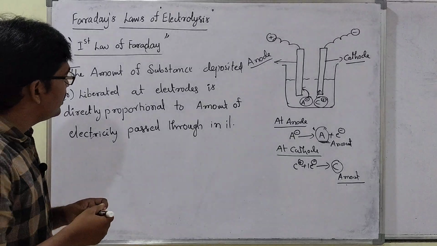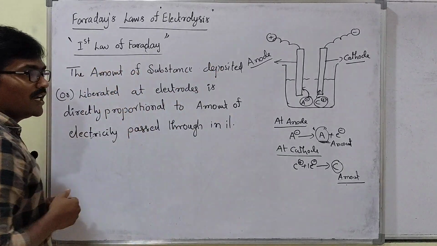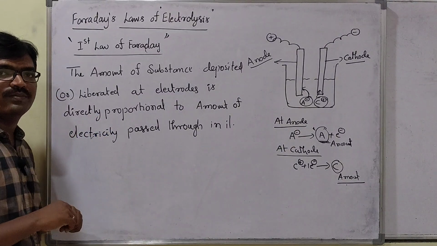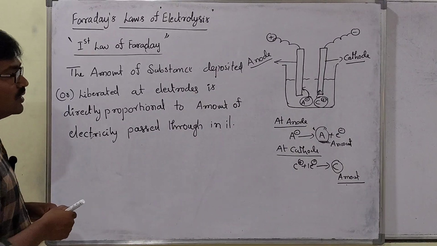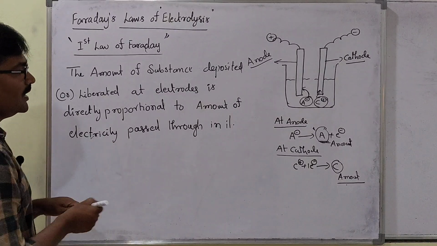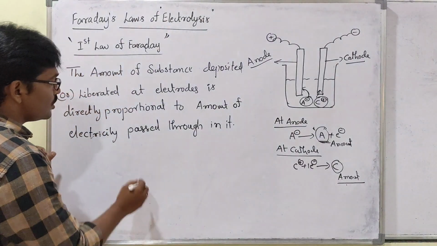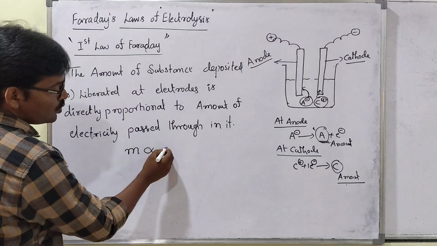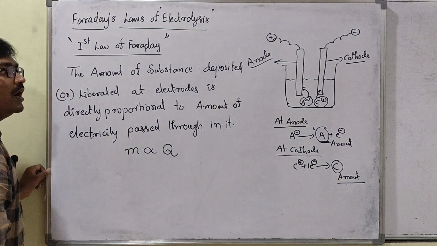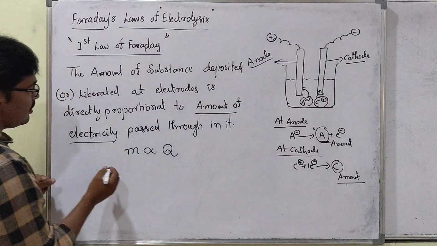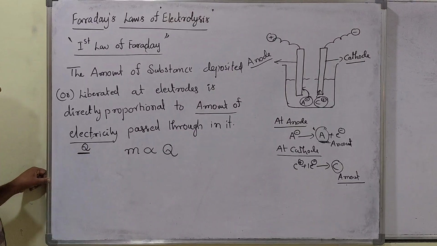So what is Faraday's first law? The amount of substance deposited or liberated at electrodes is directly proportional to the electric current passed through it, or simply the amount of charge passed through it. So the mass of substance is directly proportional to the quantity of current. The amount of electricity is nothing but the quantity of current. So m is directly proportional to Q.